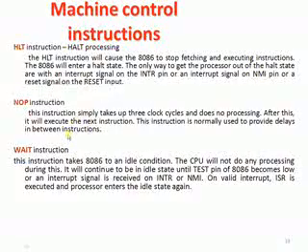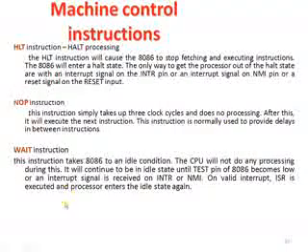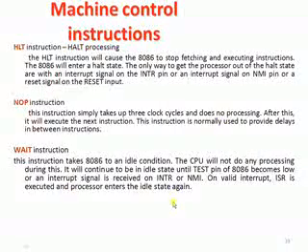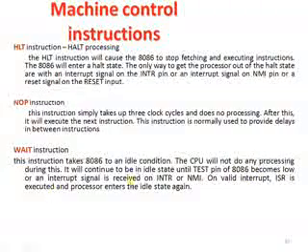No operation is the instruction which does not do any operation for 3 clock cycles. And the wait instruction: the CPU will do nothing, and it will come out of this wait when the TEST pin of 8086 becomes low, or an interrupt signal is received on INTR or NMI.